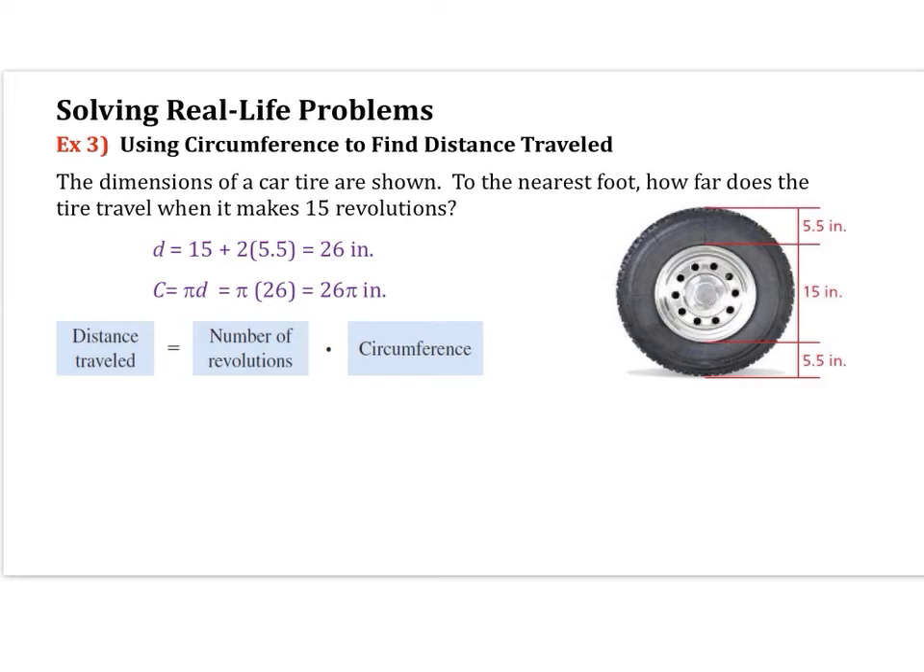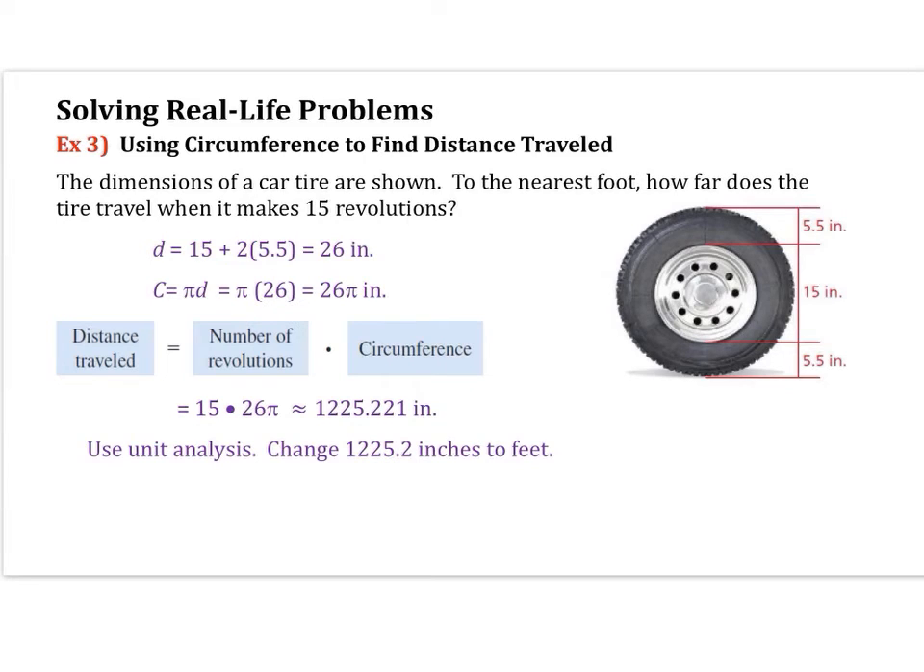So let's think about how we would figure out the distance traveled. We know the distance traveled is going to be equal to the number of revolutions, so the number of times that the tire rotates, times the circumference, because one full rotation would be one circumference of the tire. By substitution, 15 revolutions times 26 pi would be equal to approximately 1,225.221 inches.